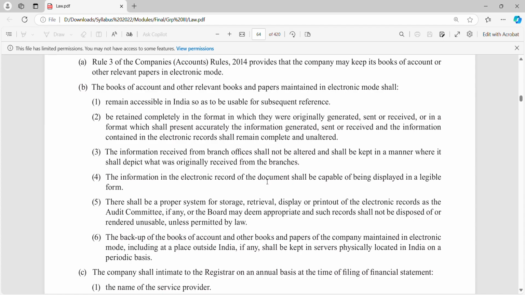You cannot change the backup of books of accounts. The backup is also required to be kept properly. You cannot change the legible form. Originally as it is generated or sent from the branch offices, you are required to keep it in that format only.